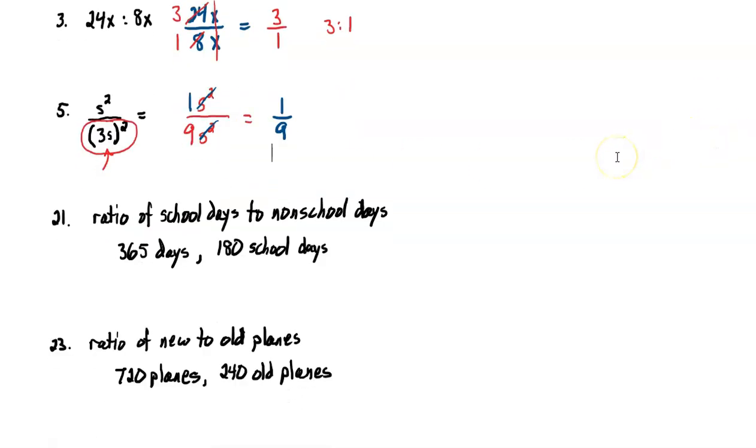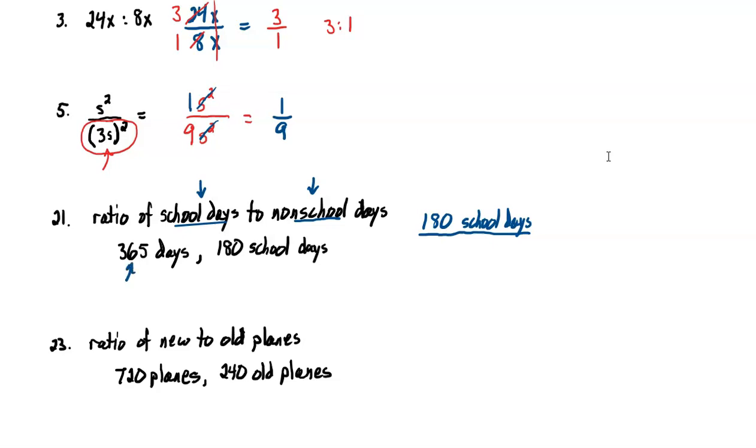Now, number 21, there's a little story to this, and I didn't write out the whole story, just the key information. What we're asked to do is to write a ratio. And in our ratio, we want to have school days as the first value and non-school days as the second value. And it has to be in that order. We know the school days. There's 180 school days. Now we're asked to compare that to non-school days.